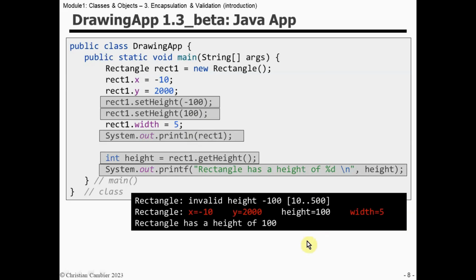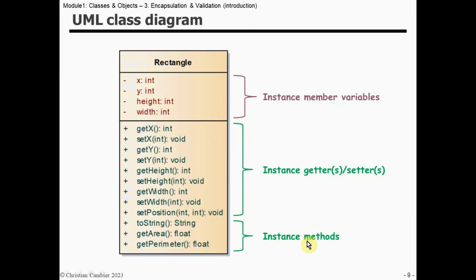If we would implement it for the remaining properties, our UML class diagram would look like this. So the access modifiers of all the properties are set to private. It's a minus sign in UML. And for each property we provide a getter and a setter: getX, setX, getY, setY, getHeight, setHeight, and the same for width. And I have an additional setPosition method I'm going to demonstrate in a second. And the remaining methods are what we saw in a previous version: toString, getArea, getPerimeter.